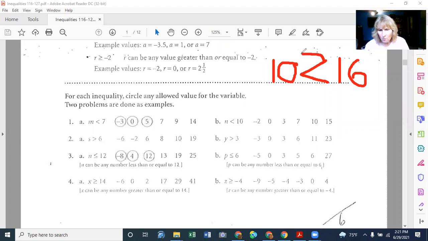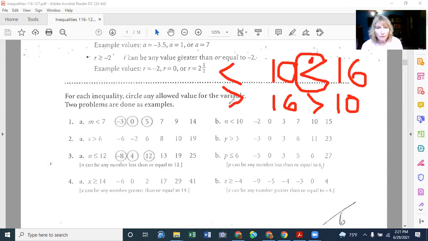However, always think of it as this Pac-Man guy. The mouth eats the bigger number. So if I write it this way, 16 is greater than 10. The first one is 10 is less than 16. So the less than symbol is this way, and the greater than symbol is that way. Don't let that confuse you.